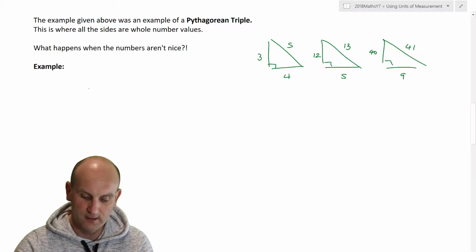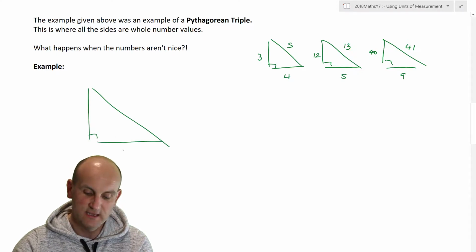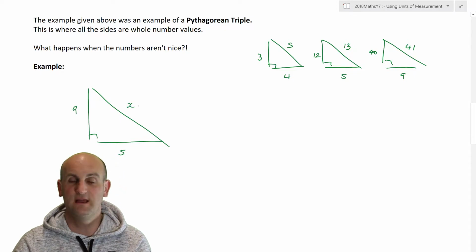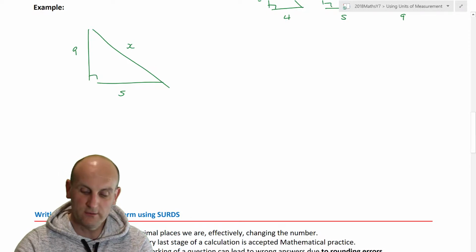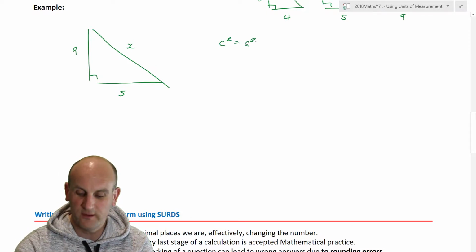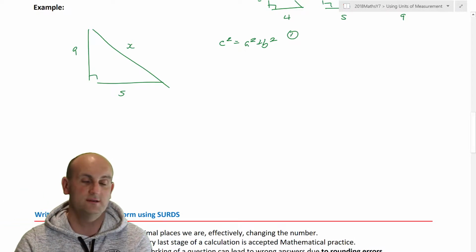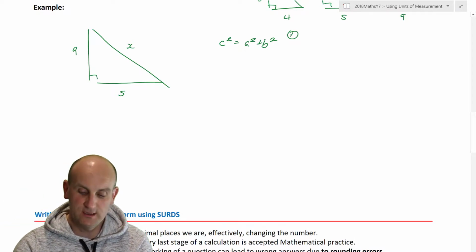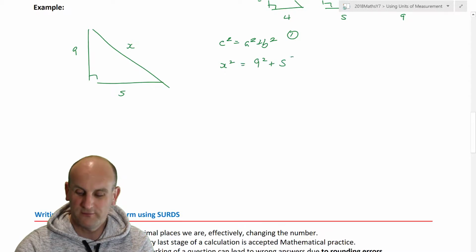So let's just make up an example here. Let's say 5 and 9 and x. All right? That's definitely not a Pythagorean triple, I can promise you that. So, same thing as we did before. I'm going to write my formula of c squared equals a squared plus b squared. Thank you very much, examiner. There's my 1 mark. Tick, even if I don't know how to do the question, I've got a mark. Substitute in the values, x squared is equal to 9 squared plus 5 squared.